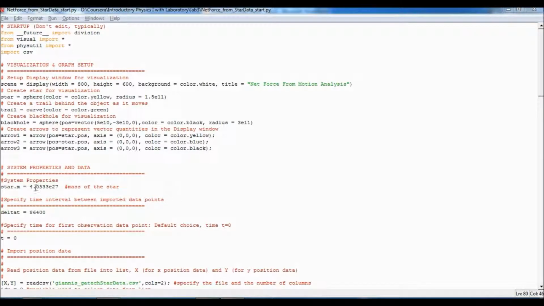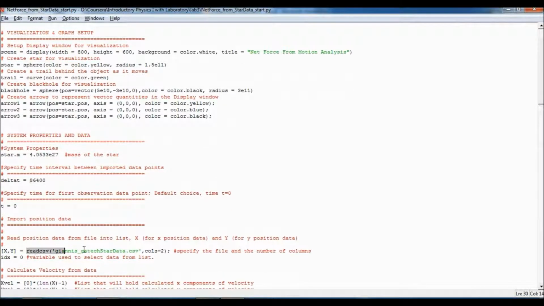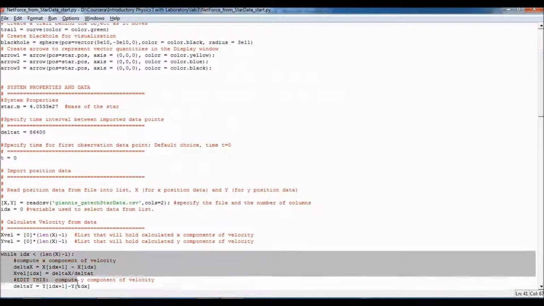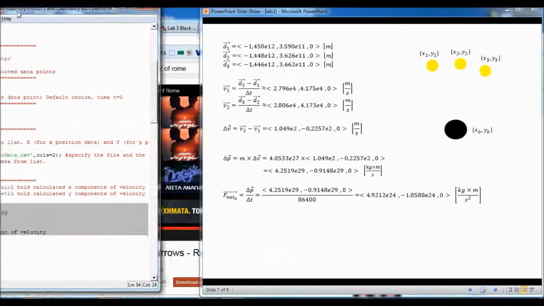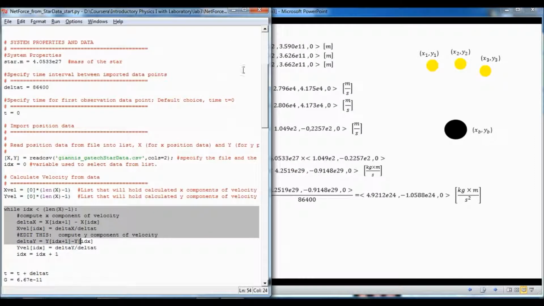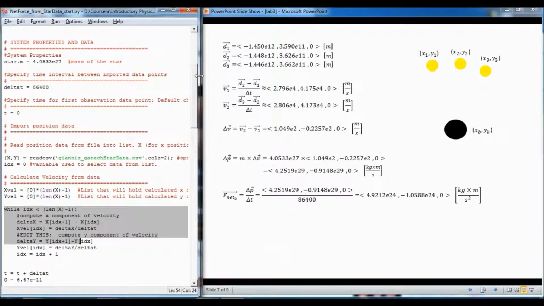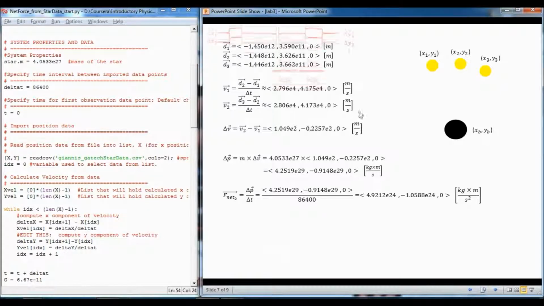So now let's open Python. Okay, the code. Here's the mass of the star, here's delta t in seconds. Here I read the observations from my CSV file, and here's the first while loop. Let's take a closer look at this while loop. This while loop does what I did right here, but I did it only for my first three observations. The while loop does it for all the observations, and you can see here the similarities.